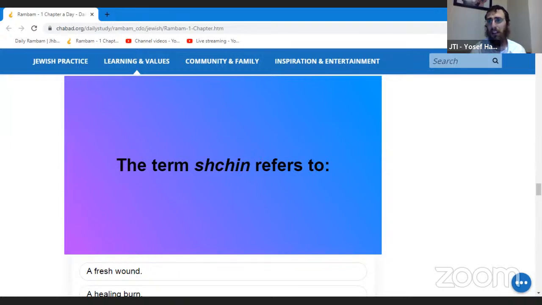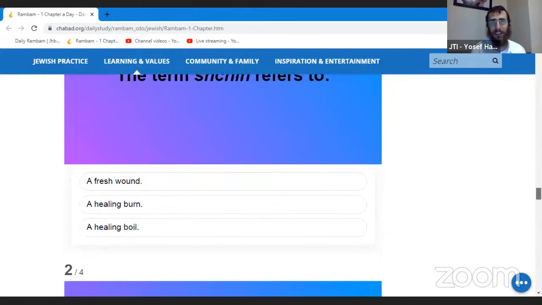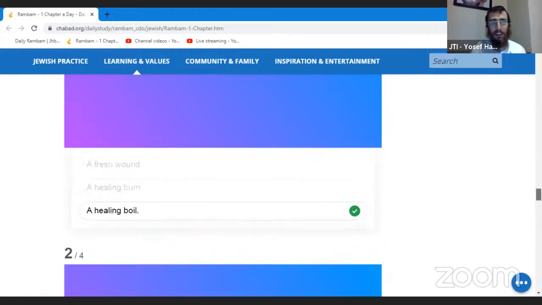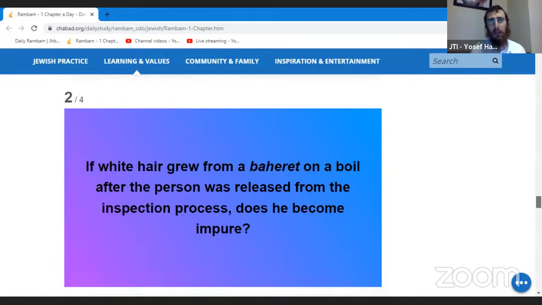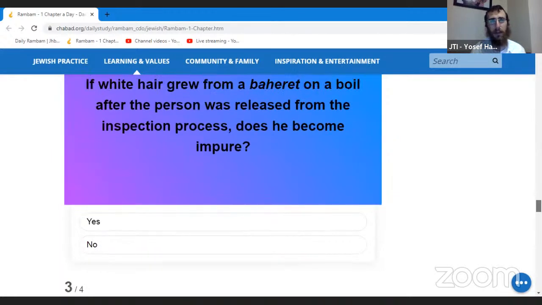The term shchin refers to a fresh wound, a healing burn, or a healing boil. Number 3. Healing boil. Well done. If white hair grew from a baheres on a boil, after the person was released from the inspection process, does he become impure? Yes or no? Yes. Good.